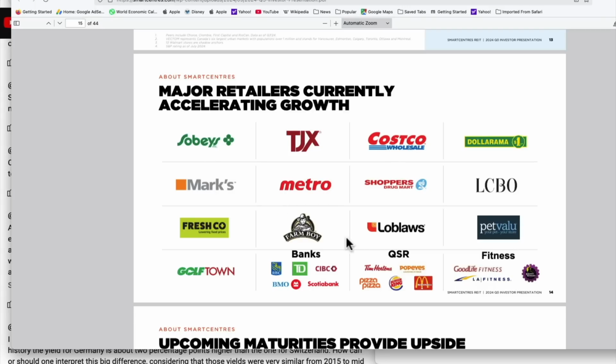Look at the names that you have here. These are solid names. These banks are not going anywhere. Gyms rarely go anywhere, especially bigger gyms. LCBO is not going anywhere. Shoppers Drug Mart's not really going anywhere.